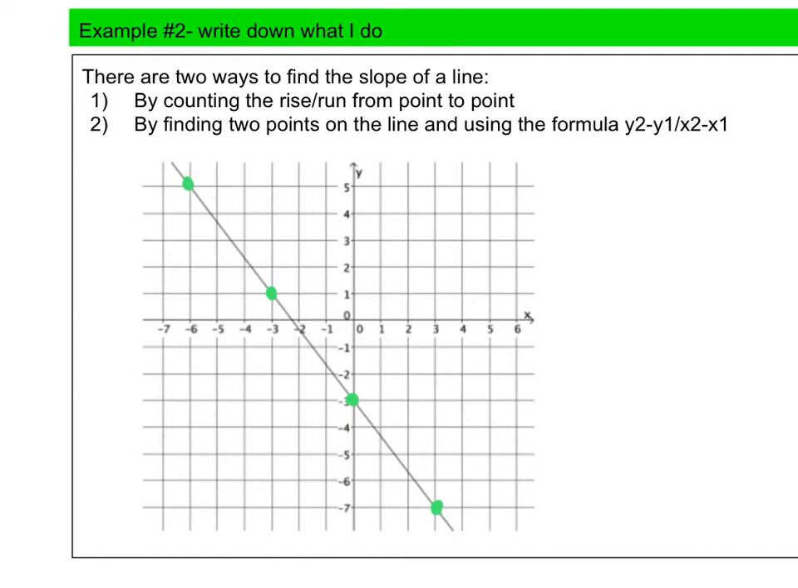Let me change that up a little bit. Okay. -6, 5. This point right here is at -3, 1. This point right here is at 0, -3. And then this point down below is at 3 on my x, -7 on my y. So I have my points.